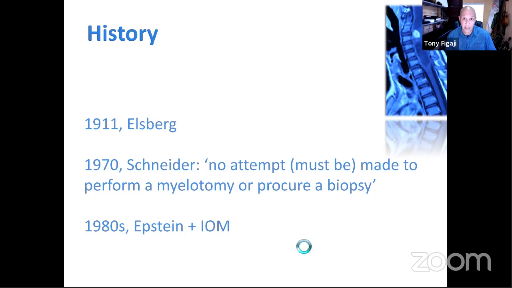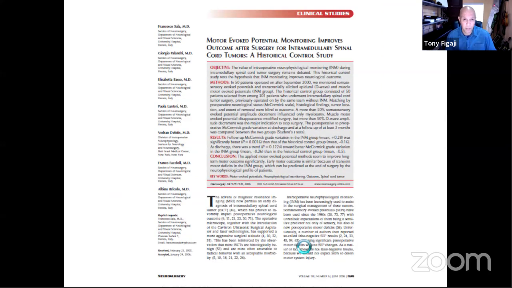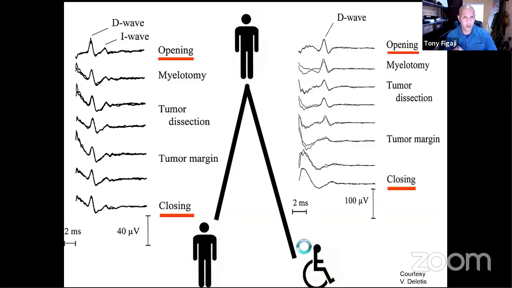Essentially, Francesco Sala learned his techniques from Vedran Deletis and then took it back to Verona, where his mentor, in fact, had a large series of tumors that he'd already operated on, and found that it had a strong impact on the way that they managed patients. Key to that was the monitoring of not only motor evoked potentials, but something called the D-wave electrode. We'll show you that a little bit later.